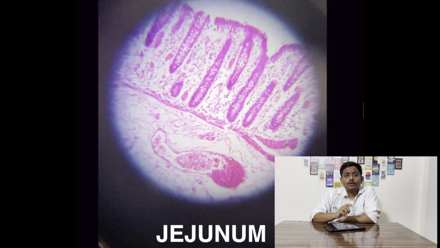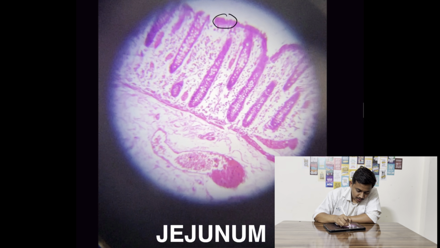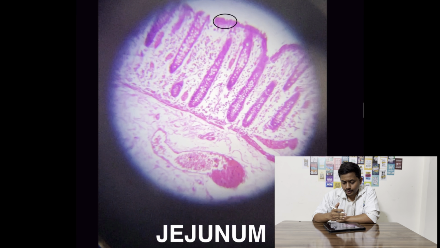The fourth slide for today is jejunum. Now, the jejunum is lined by again simple columnar epithelium cells. Hence, it is also similar to the duodenum, but the differentiating part here is the goblet cells, which are present in case of the jejunum and which are absent or least in case of the duodenum.